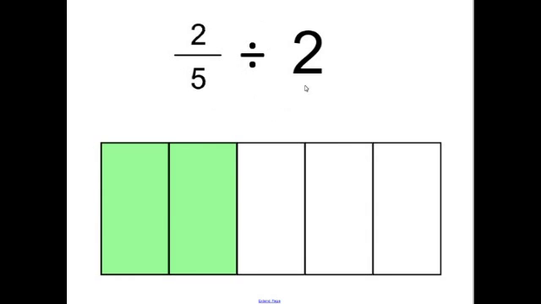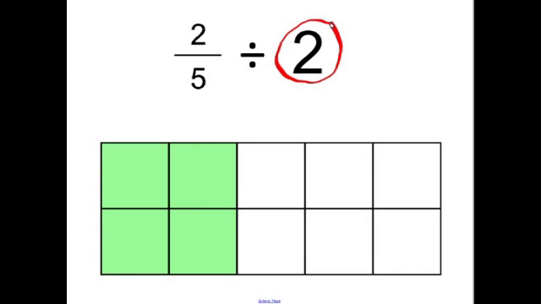And now we're going to consider the division element of it. So we're going to do the same thing we did before. We're going to split our 2 fifths, and indeed the whole shape, by 2. And we're splitting it by 2 because the divisor here tells us that we're dividing by 2.